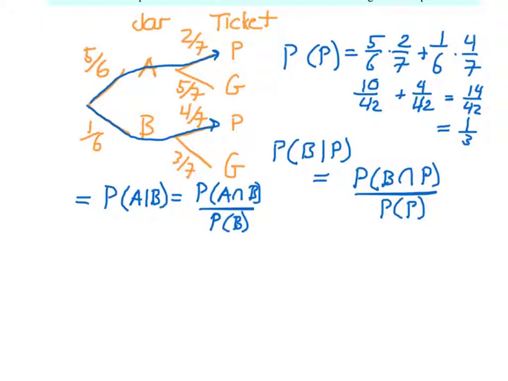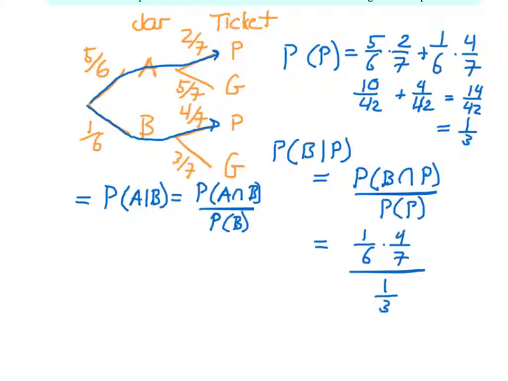Well, the probability of B and P occurring at the same time is this branch right here. So I multiply along that branch, I get 1/6 times 4/7. And then I divide by the probability that the ticket was pink. Well, I've already found that in the previous problem. It's simply 1/3.